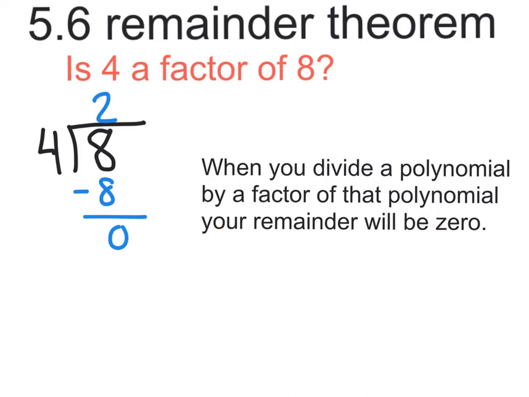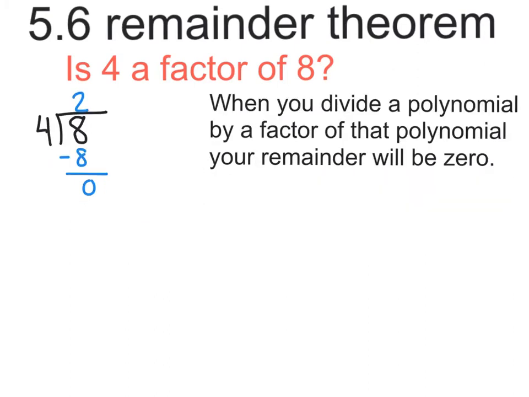And this makes total sense. We're looking at it right here with simple numbers. When you take something and divide it by its factor, and we know 4 is a factor of 8, when you take something and divide by its factor, the remainder will be 0. Got it?